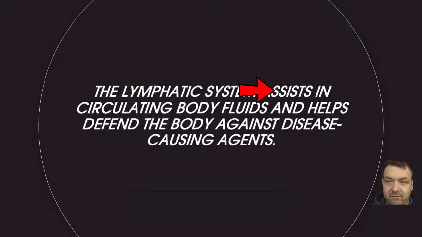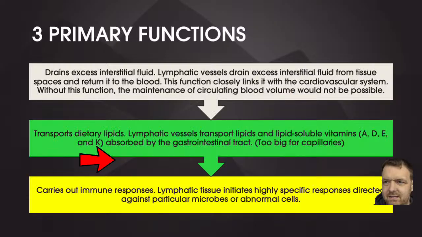So basically, the lymphatic system assists in circulating body fluids and helps defend the body against disease-causing agents. So we're going to get into this bit today: how it defends the body against disease-causing agents and what it does to protect us.